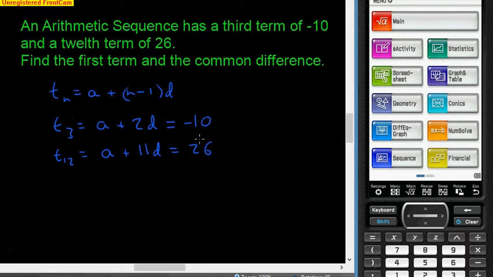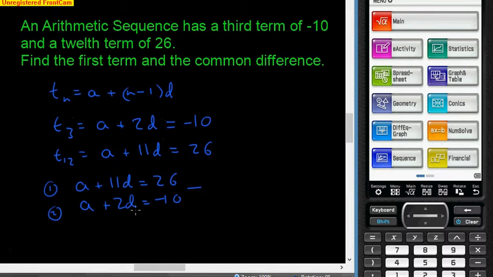Okay, first thing is, we don't really need the T3 and the T12 part of this because it's all about the A's, D's and the numbers, so I'll just write them underneath. I'm going to put the T12 on the top. You can put these up in whichever way you like, so I'm going to write A plus 11D equals 26. That's the T12 one first. Underneath that I'm going to write A plus 2D equals negative 10. I did that because I know I'm going to subtract these equations one from the other. So that's equation 1 and that's equation 2.